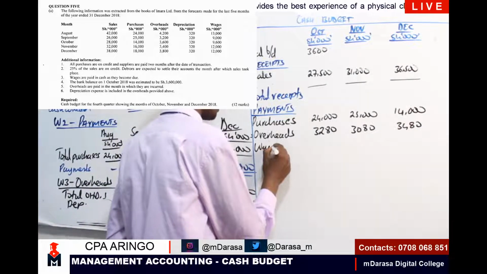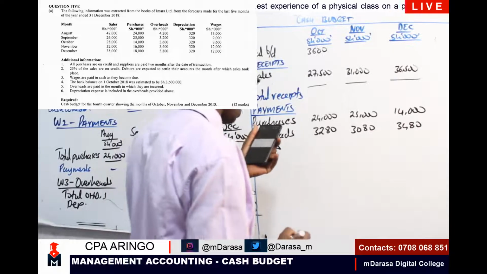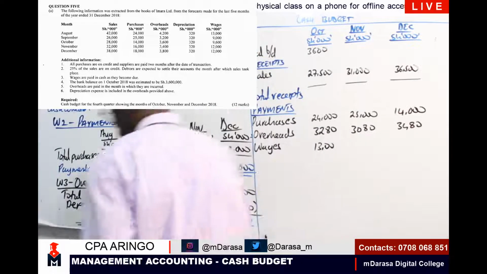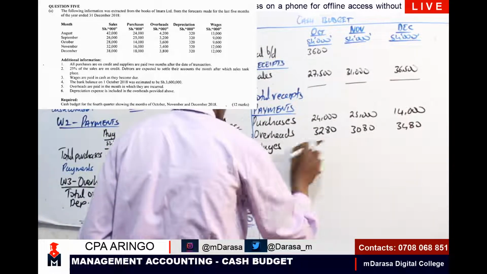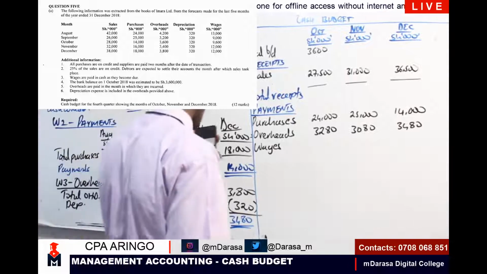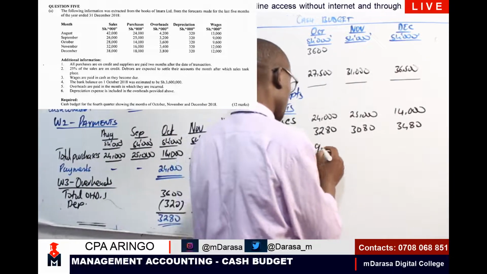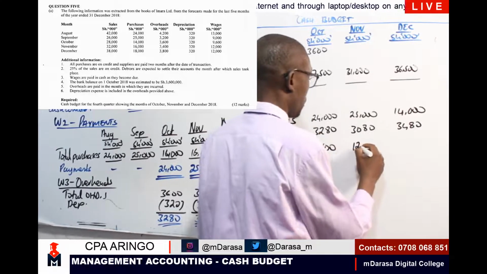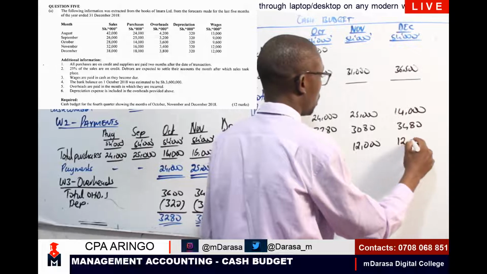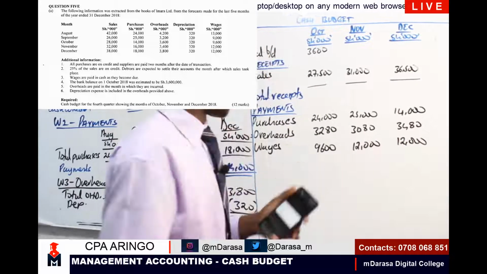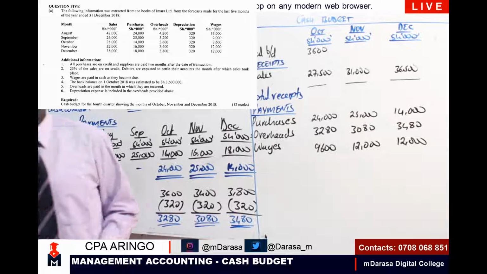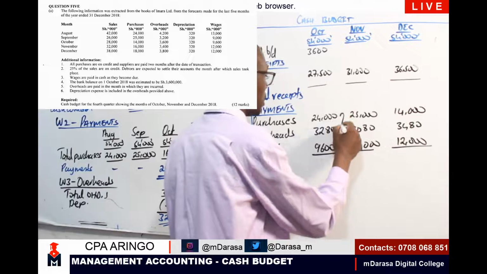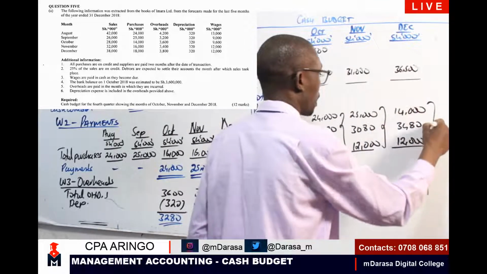So for our wages, we are looking at October. In October, I'm having 9,600. In November, I'm having 12,000. I believe that we are all on the same page. We're having 12,000, right? So basically, this is what we should have, so that at the end of the day, my good students, we can determine our total payments.